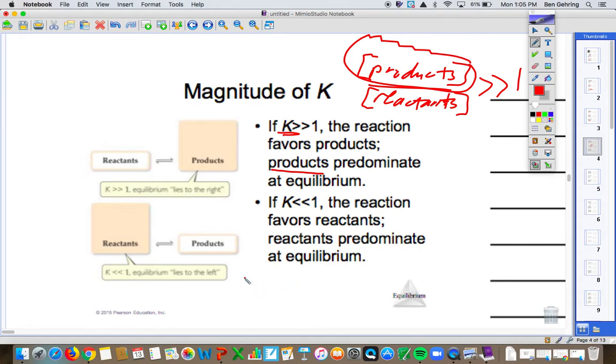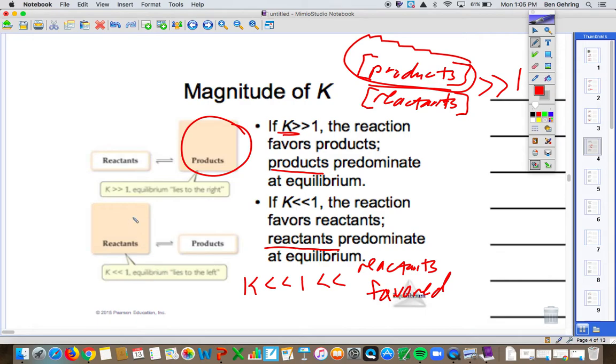On the flip side, if K is less than 1, and they give you the multiple arrows to show you much less than 1, that means reactants are going to be favored over your products. When we talk about weak acids specifically, we're going to get a lot of K values less than 1, where your reactants predominate, so not much of your reactants becomes products. Again, if K is greater than 1, you have a lot of products. If K is a lot less than 1, so really small, you have a lot of reactants and very little product.